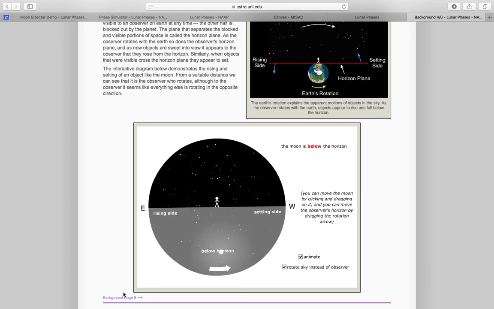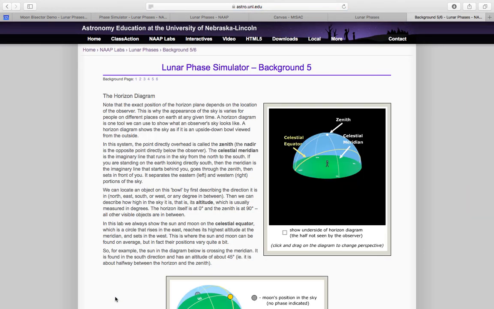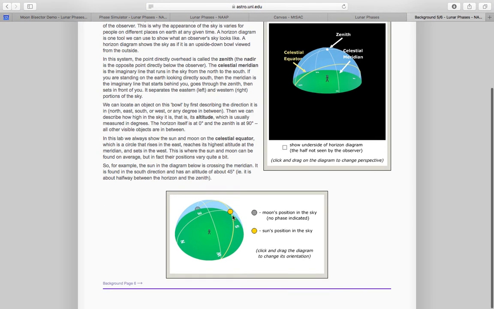There are 2 more background pages. On background page 5, we'll come back to the horizon diagram. We saw this in the Sky Motion lab. So now, in addition to having the sun, we also have the moon. Again, I can move my horizon diagram around to change its orientation and see things at different positions to help me understand.